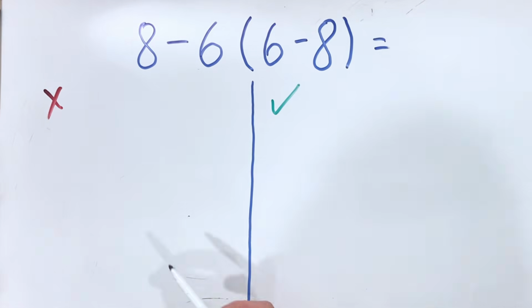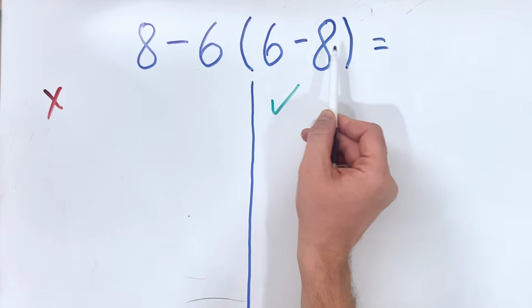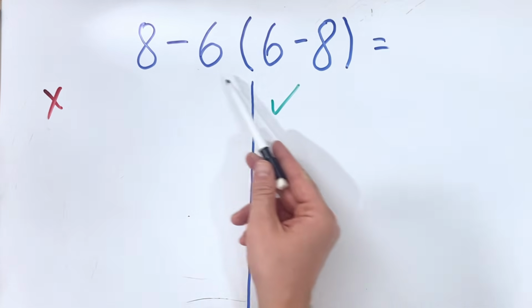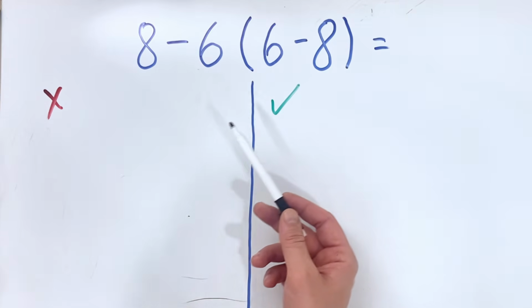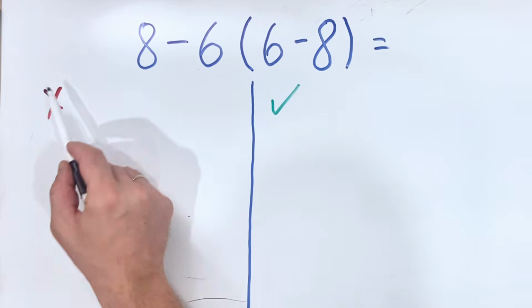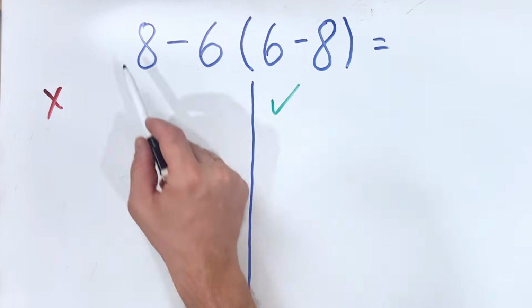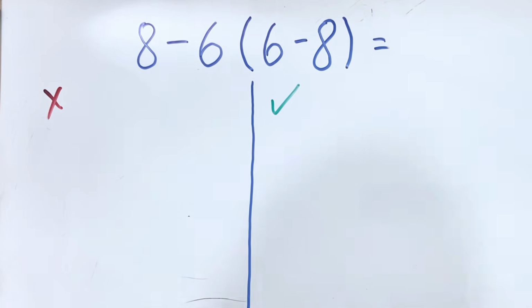Hello everyone, today we have 8 minus 6 next to 6 minus 8. This type of equation first looks very easy, but it has its tricks. First I'll show you how most people on the internet solve this equation, then I'll show you the correct method.